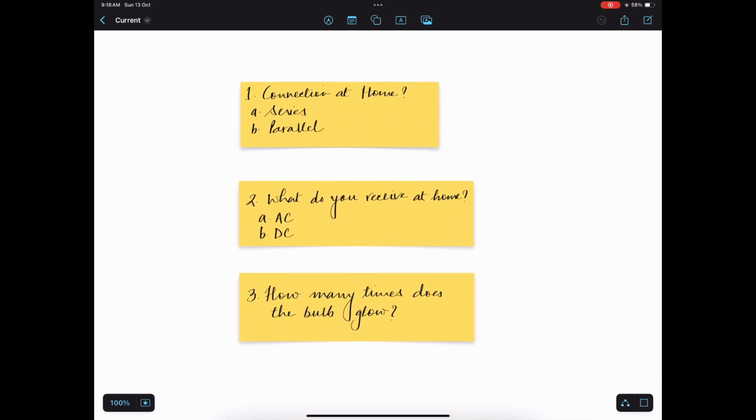Next up, there are some questions that I would like to answer based on what we have learned so far, which is the connection at home.